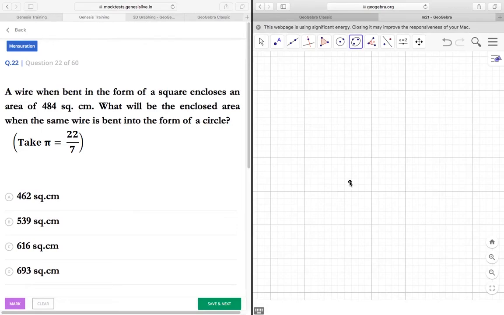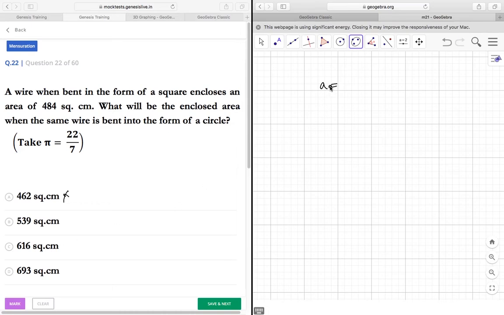A wire when bent in the form of a square encloses an area of 484 square centimeter. So if A is the side of the square, I will not draw it. We'll have to solve it with the equation. But one thing, whatever we have learnt earlier, I have given you one comparison that when the perimeter is same, then the area of the circle is the maximum. Okay, so the area of the circle has to be more than 484. So I can just rule out option A, but the remaining 3 I will have to validate.